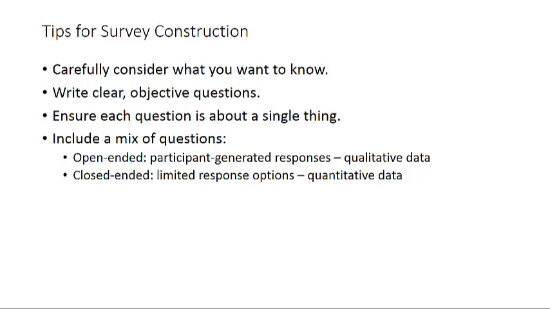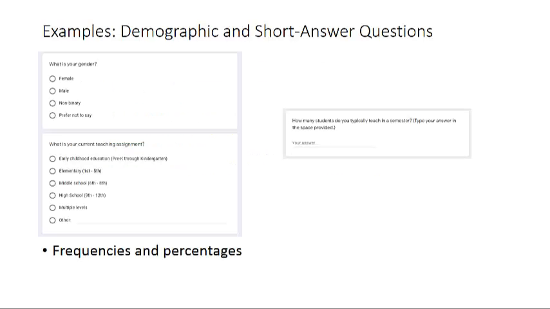Open-ended questions require participants to generate their own response, usually with more than just one or two words. Open-ended questions produce qualitative data, typically text. Closed-ended questions require participants to choose from among a few possible responses that have been predetermined by the researcher. These closed-ended questions produce quantitative data, that is, numeric data.